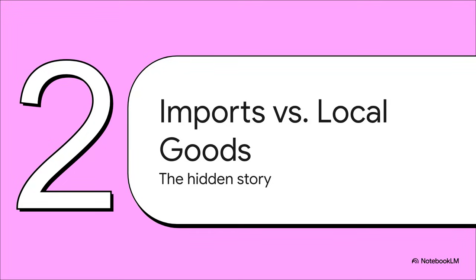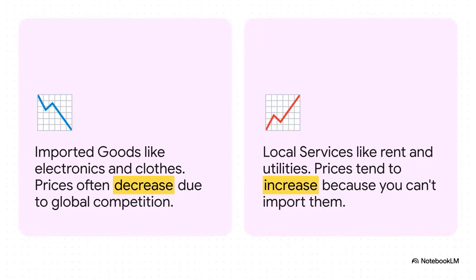The prices don't all move in the same direction. There's a hidden story here, and you find it when you split the basket into two very different categories. All right, so on one side, you've got your imported goods. Think fashion, electronics, computers, all that stuff. Because of global competition and super efficient manufacturing, the prices for these things have actually been going down over time.